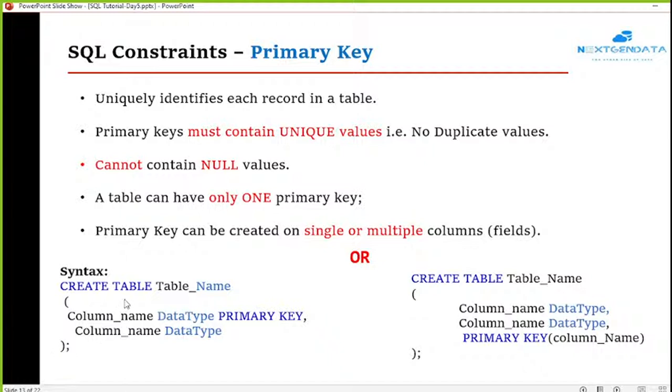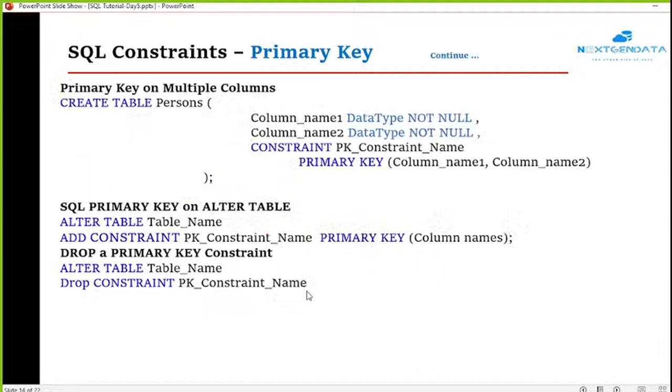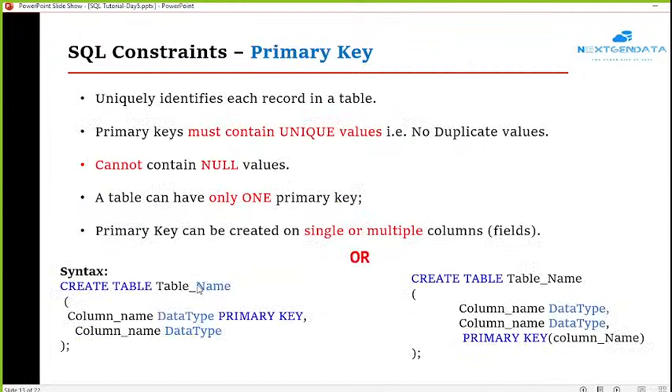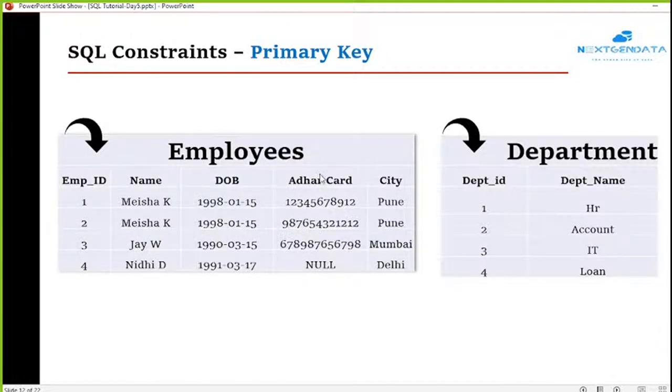So this is the syntax. Whenever you create a table, you can specify PRIMARY KEY as a keyword to create a primary key. The syntax is: create table, table name, then column name, data type, and primary key, then again column name. Otherwise, you can specify the column names, then at last specify primary key and then the column name. So I will create a table and show you how we can create a primary key. We will create a table for employees.